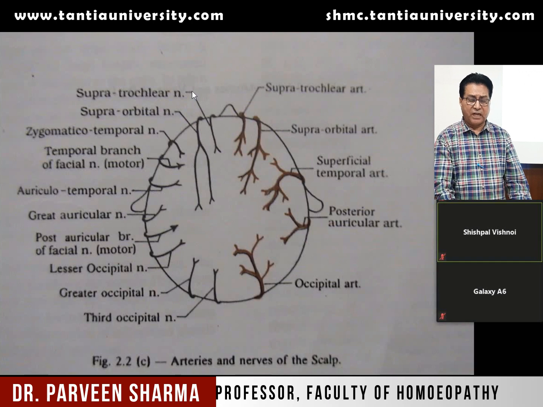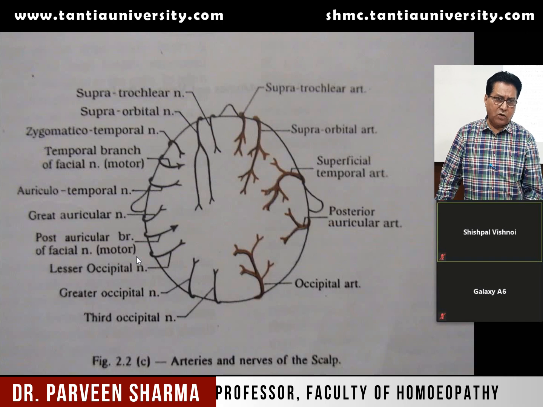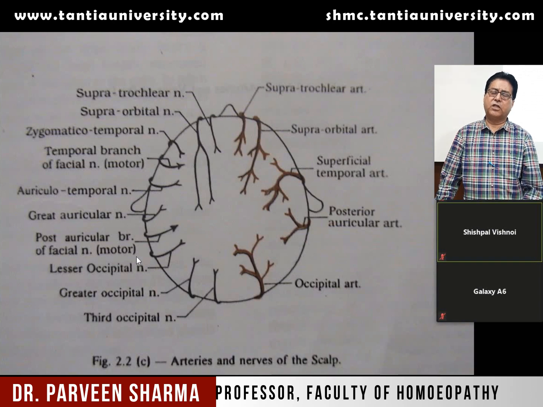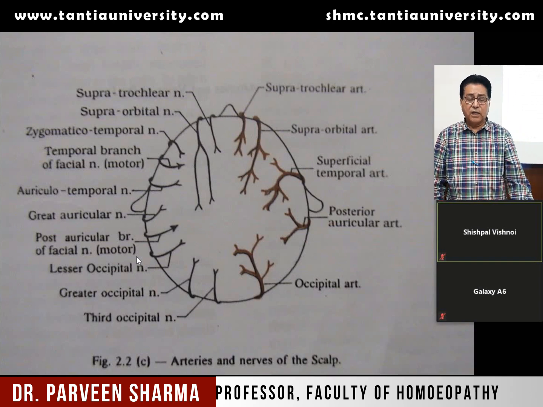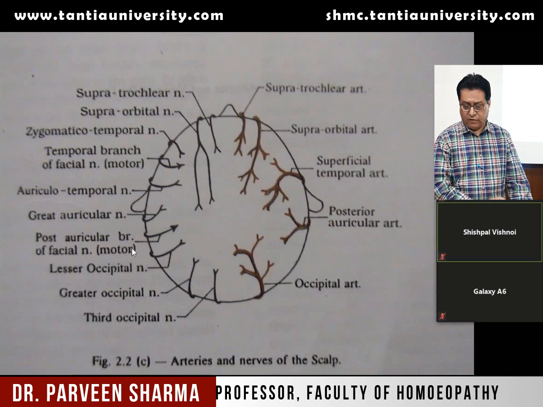That supplies the occipitalis muscle. Now these nerves are the greater auricular nerve, then you have the lesser occipital nerve, the greater occipital nerve and the third occipital nerve. As I told you, they are the branches of the cervical plexus. These nerves carry the sensation of the scalp behind the ear. So the only motor nerve behind the ear is the posterior auricular branch of the facial nerve.